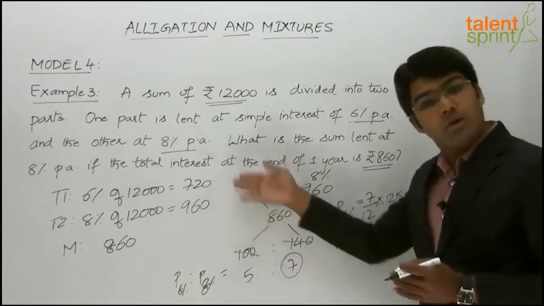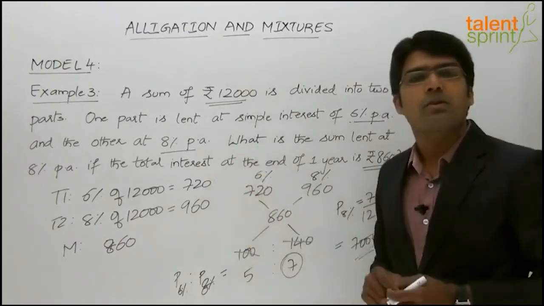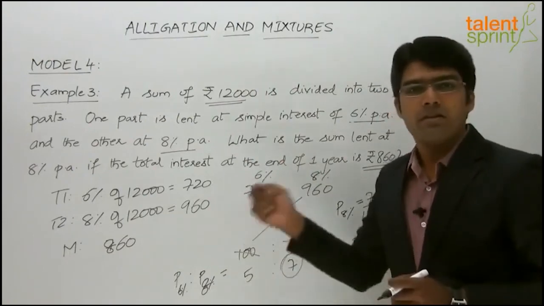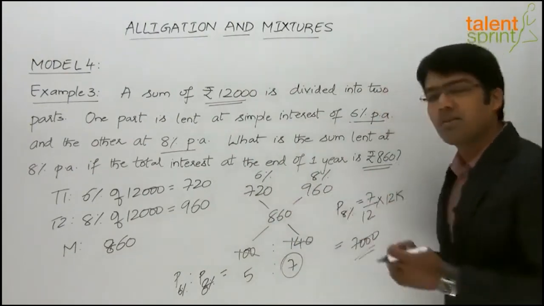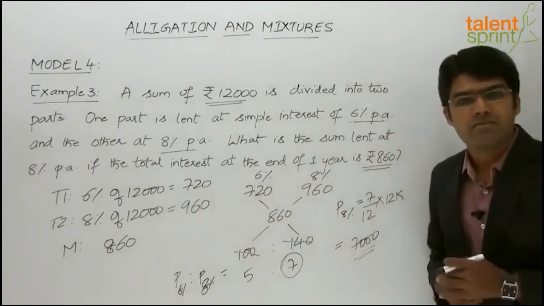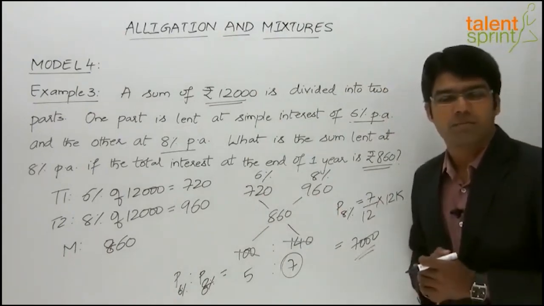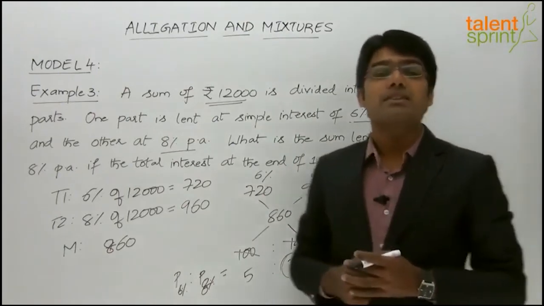So we have seen the regular way of solving this question in the topic of simple and compound interest, where we use two equations and solve them to get the required answer. But here we can solve the same question using the alligation rule. So you can apply any of these two methods based on whatever is comfortable for you. So that's all from this topic of alligations and mixtures.